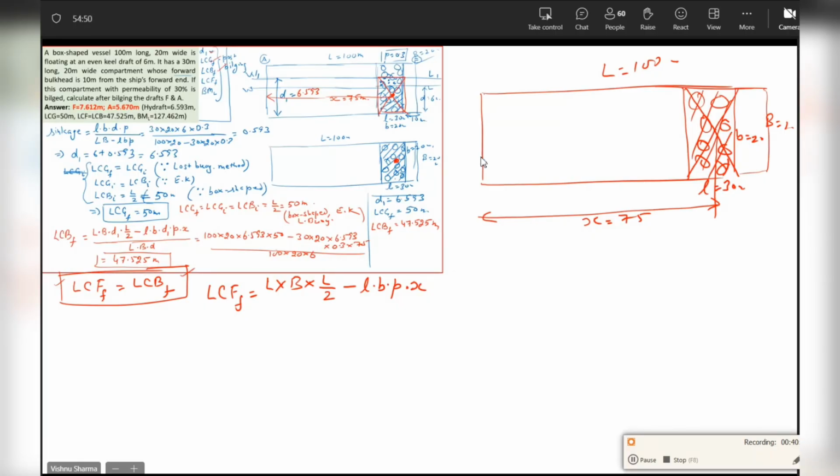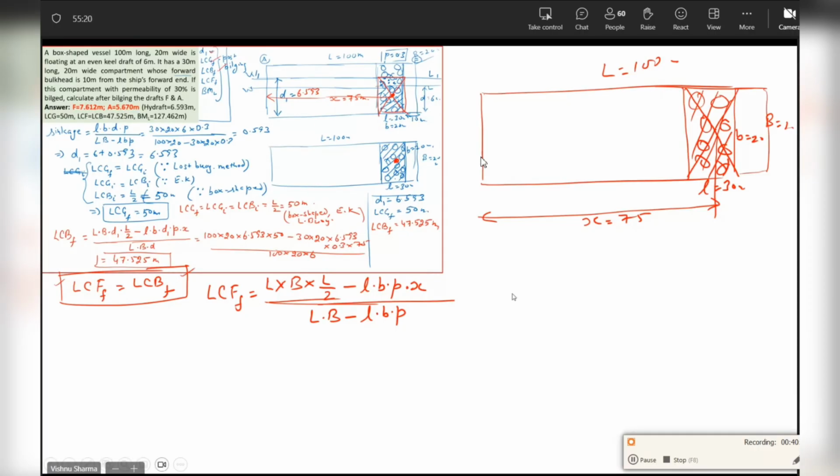And when I subtract one from the other, I'm left with the moment of the intact water plane. I divide this by the intact water plane area. Intact water plane will be the whole water plane minus the lost water plane. If you put all these values, it will give you back 47.525. There may be a difference in the last digit, 6 or maybe 4, because of rounding issues, not anything else.